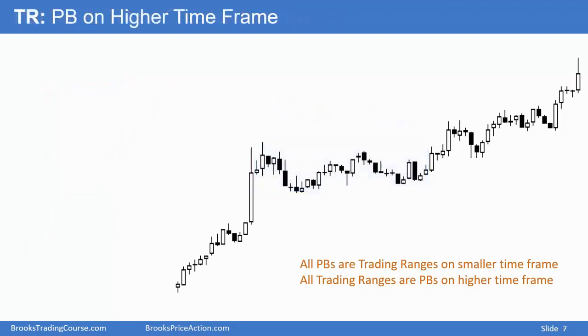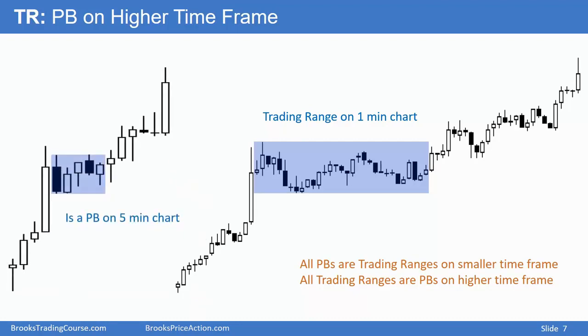Here we have a 1-minute chart. And a 25 bar trading range on a higher time frame chart could be simply a pullback in this bull trend. And in fact, obviously it is. On a 5-minute chart, this 25 bar trading range on the 1-minute chart is just a 5 bar trading range on a 5-minute chart. So all pullbacks are trading ranges on smaller time frames, and all trading ranges are pullbacks on higher time frames.